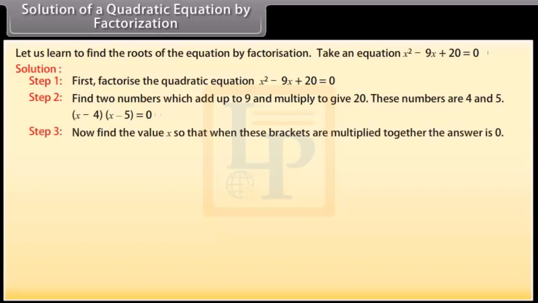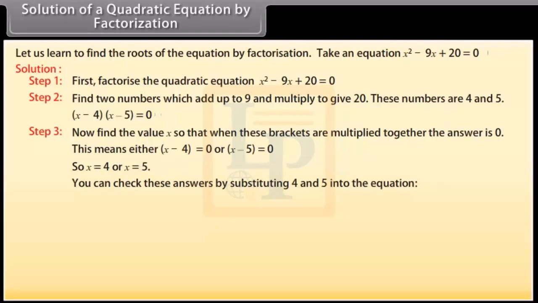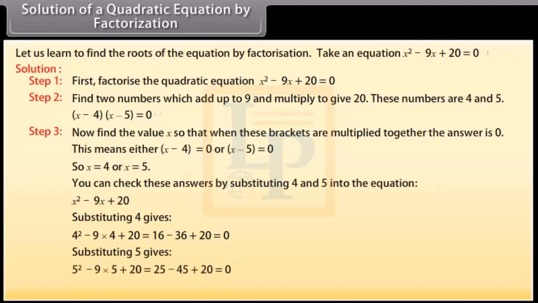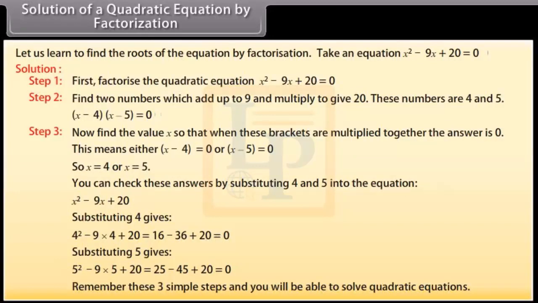Now find the value x so that when these brackets are multiplied together, the answer is 0. This means either x minus 4 is equal to 0 or x minus 5 is equal to 0. So, x is equal to 4 or x is equal to 5. You can check these answers by substituting 4 and 5 into the equation. x square minus 9x plus 20. Substituting 4 gives 4 square minus 9 into 4 plus 20 is equal to 16 minus 36 plus 20 equals 0. Substituting 5 gives 5 square minus 9 into 5 plus 20 is equal to 25 minus 45 plus 20 equals 0. Remember these three simple steps and you will be able to solve quadratic equations.